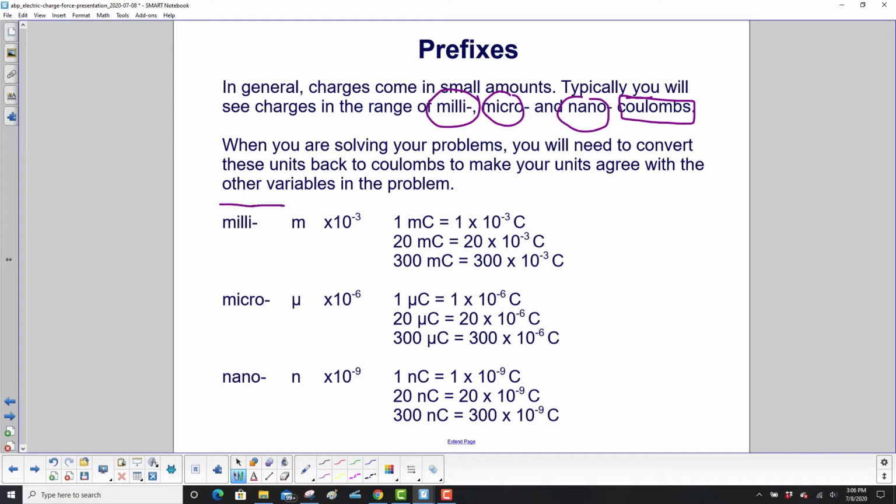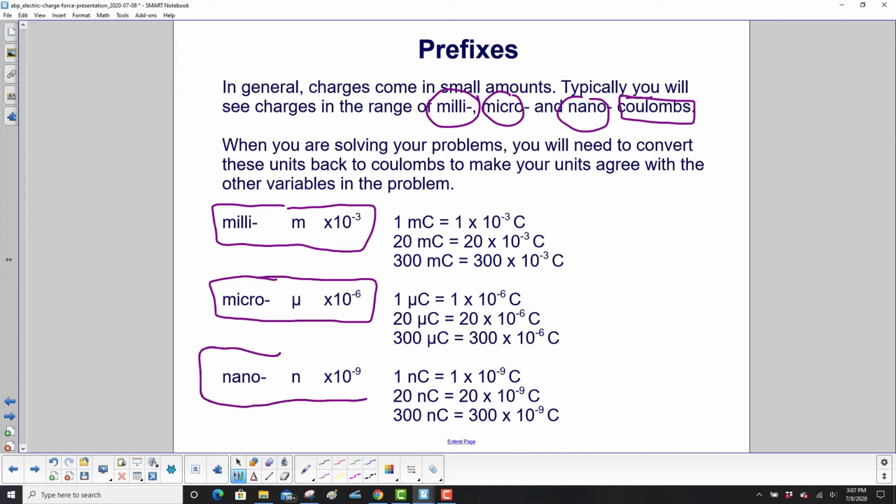So here we go. Milli is times 10 to the minus third. Micro is times 10 to the minus sixth. And nano is 10 to the minus ninth. So that's m, mu, and n. So 1 millicoulomb is equal to 1 times 10 to the minus 3 coulombs. 20 millicoulombs, 20 times 10 to the minus 3. 300 millicoulombs, 300 times 10 to the minus 3.